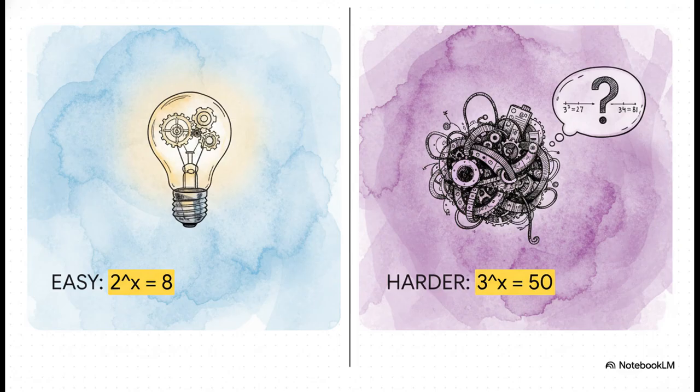Okay, so let's look at what I mean. On the left, we've got 2 to the power of x equals 8. You can probably just look at that and know, hey, that's 3, because 2 times 2 times 2 is 8. Simple. But then you get hit with something like the one on the right.